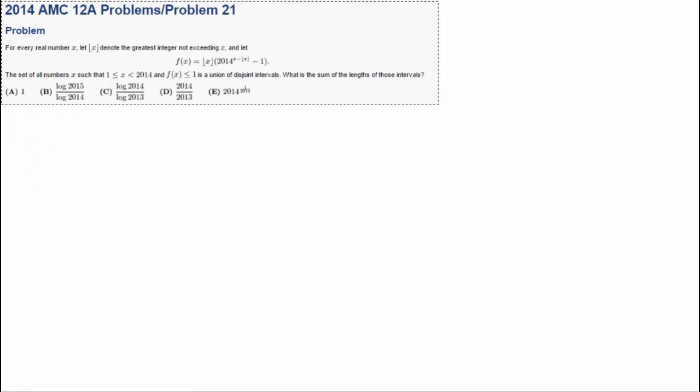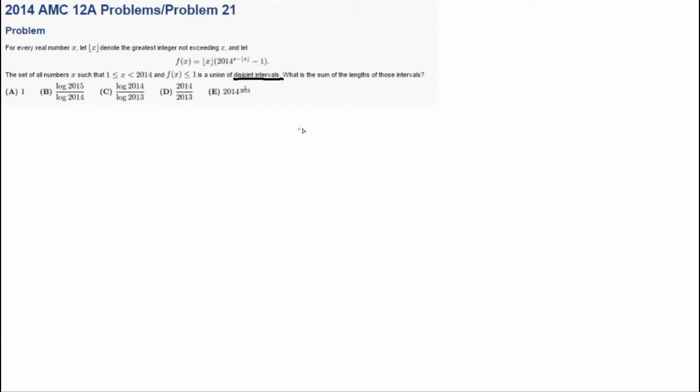So if I can get my pen working, which I can't. Okay, so this problem may seem intimidating at first, especially that word disjoint intervals. A disjoint interval is essentially intervals that do not intersect each other, and that's not going to be a very big concern because in this question none of the intervals will intersect each other.